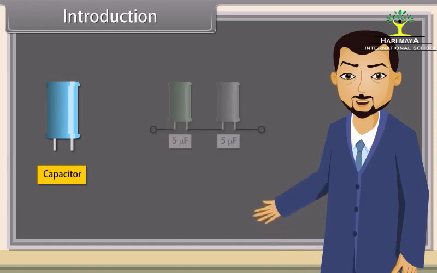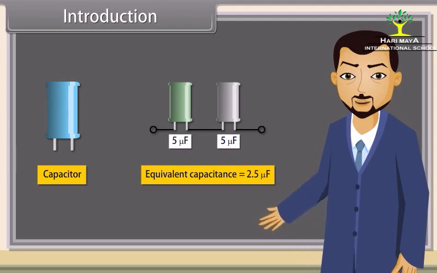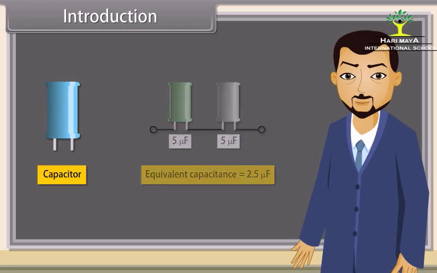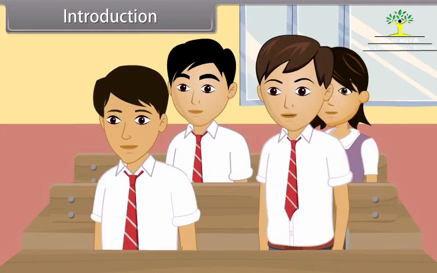Now, I am taking two capacitors of 5 microfarad and making combinations from these. The equivalent capacitance value in this case is 2.5 microfarad. The equivalent capacitance value in this case is 10 microfarad. Sir, how does the value of equivalent capacitance change by making changes in their combination?